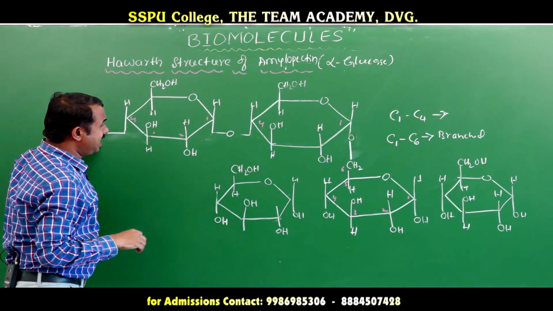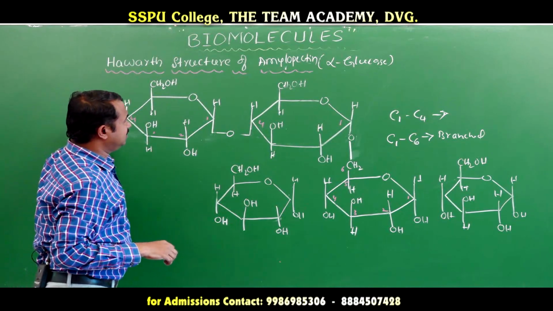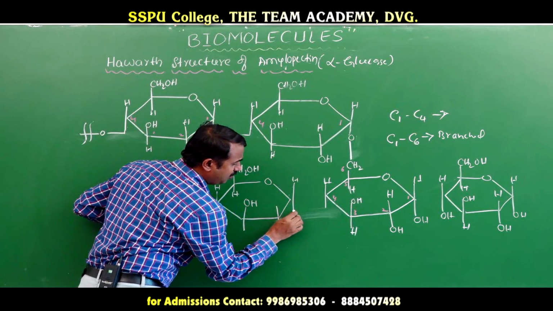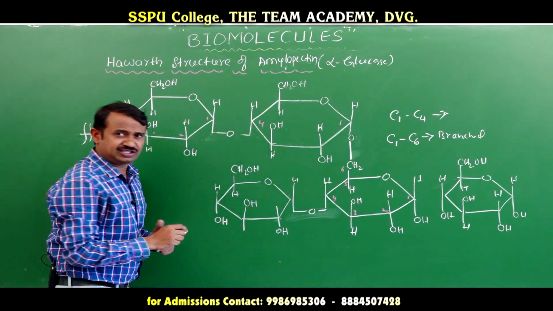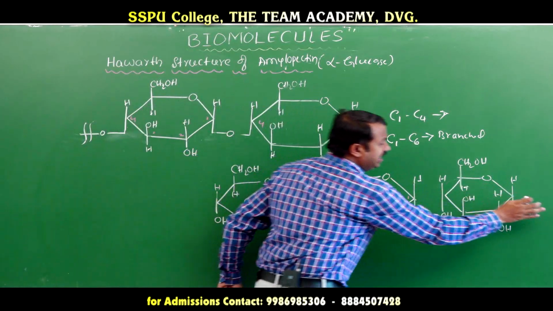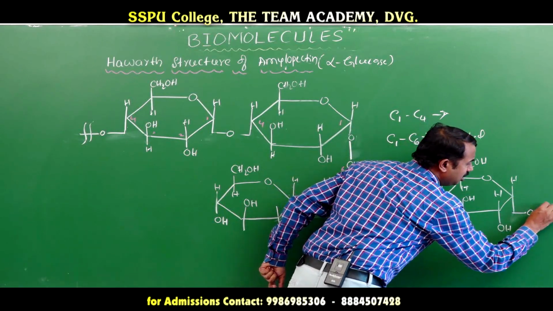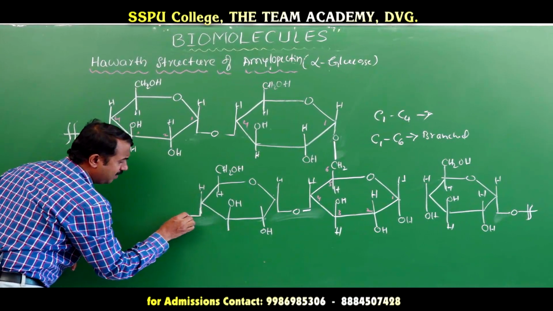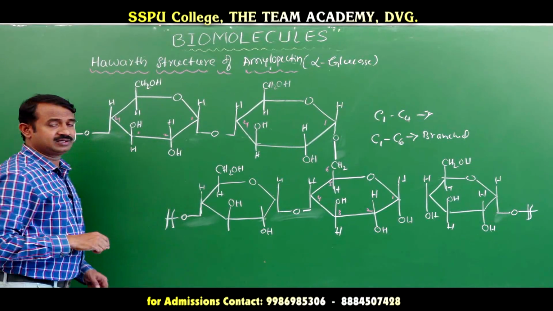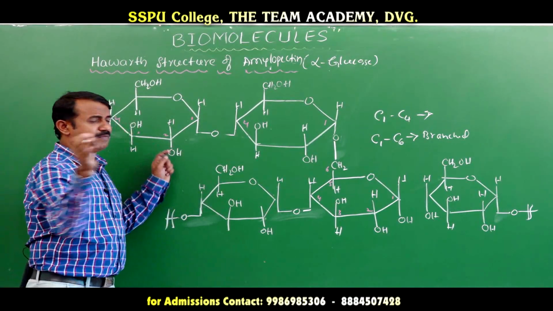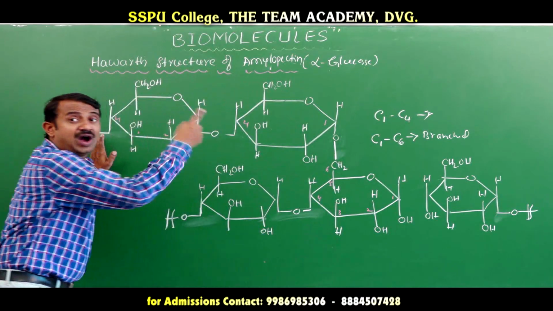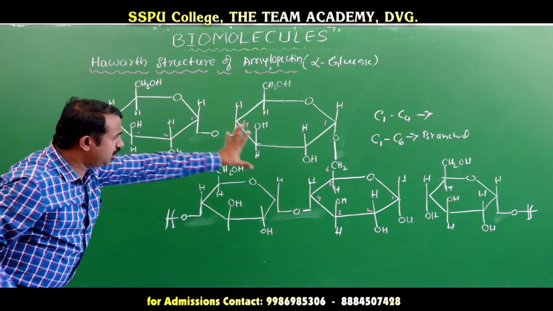Here, this is the structure of amylopectin. Here with elimination of water molecules, glycosidic linkage. Here also N number of water molecules, glycosidic linkage. Here also N number of monosaccharide units, but this is the structure of amylopectin.